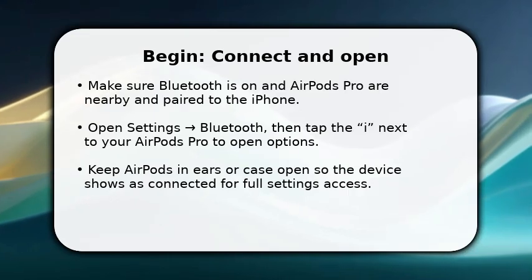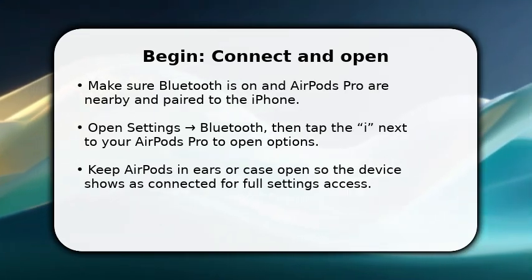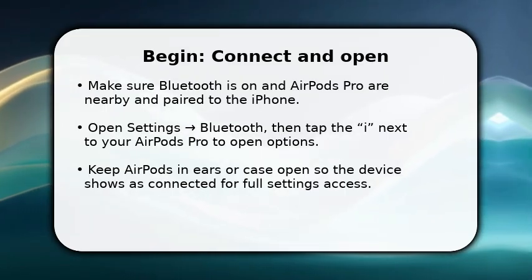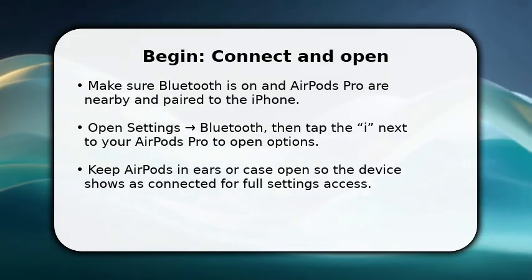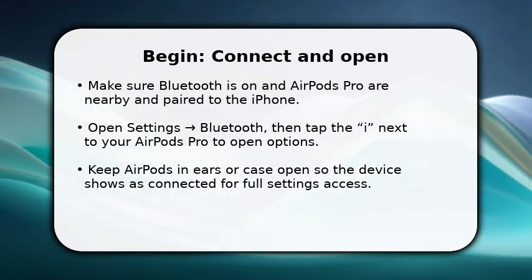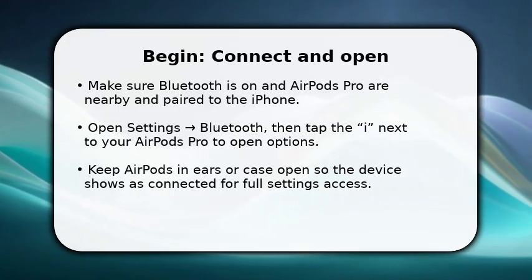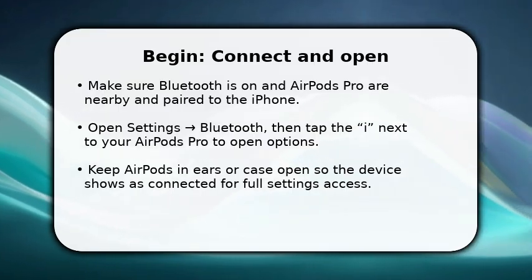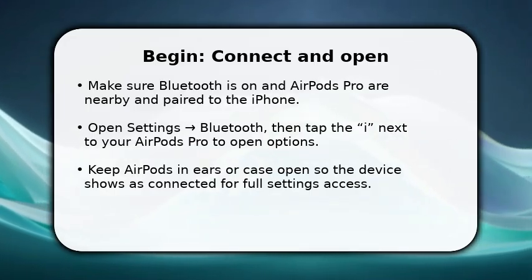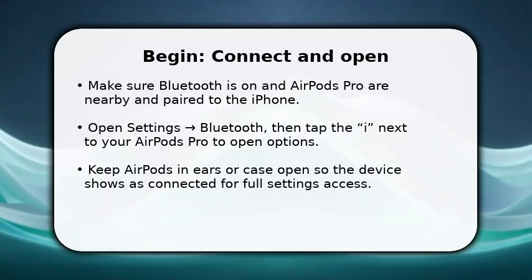Enjoy the video. You start by confirming Bluetooth is on and your AirPods Pro are paired. This gives access to device-specific options. Once paired, open Settings and tap Bluetooth, then tap the small i beside your AirPods Pro to open their panel. Make sure the AirPods are in your ears or the case is open so the phone shows them as connected, because many settings only appear when the connection is active.